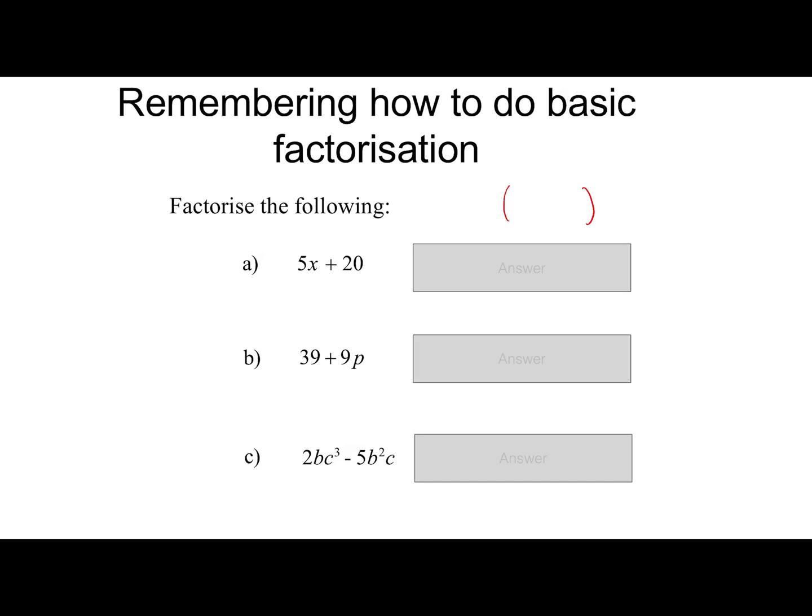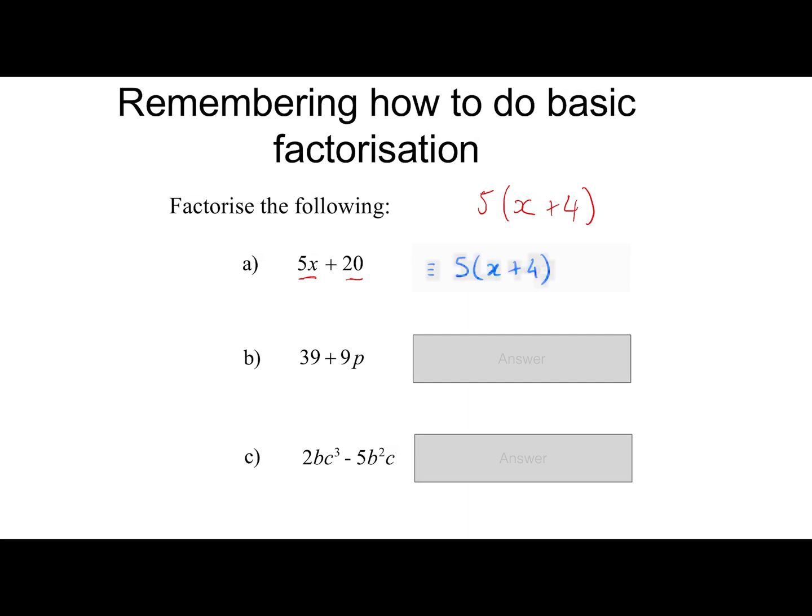So if we look at the first one, I can take out a factor of 5. 5x and 20 both have a factor of 5. And now I can work out what must go inside. It must be x plus 4, because 5 times x gives me 5x, and 5 times 4 gives me 20. So there's the right answer.